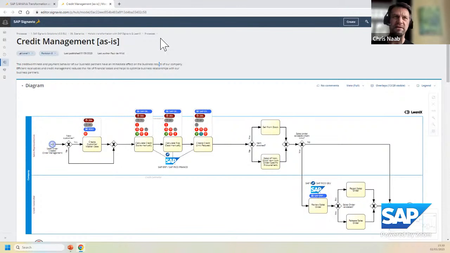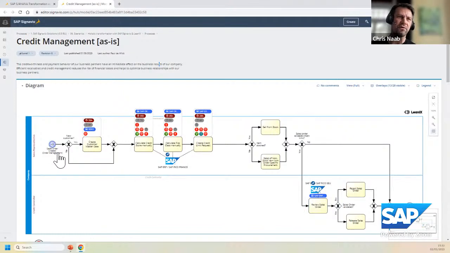So here we see credit management, the as-is process. We see a classical business process diagram where there's a sales representative and a credit controller, which together perform certain activities in concert in order to achieve a goal.